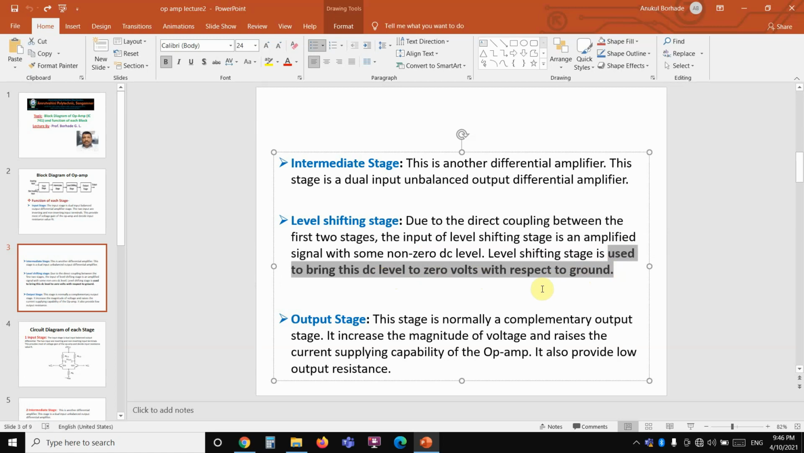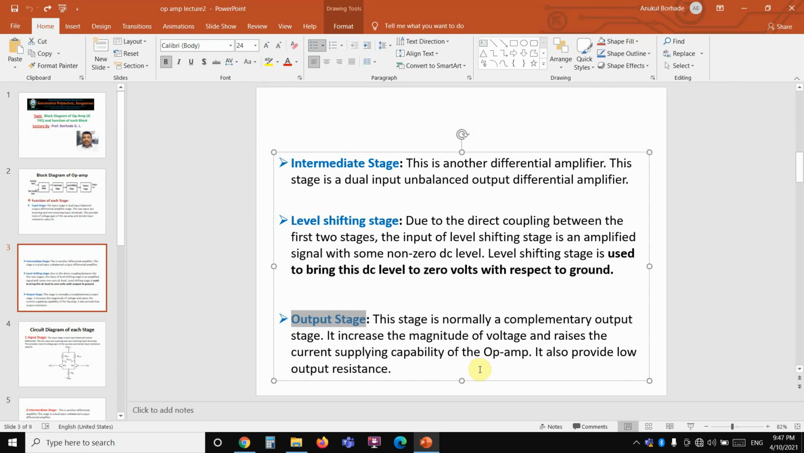Remember, this stage is known as level shifting, which shifts the DC level to 0. It does not provide any amplification. Then the last stage is the output stage. This stage is a complementary push-pull amplifier stage.